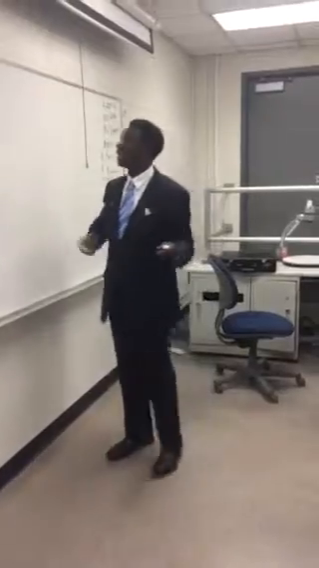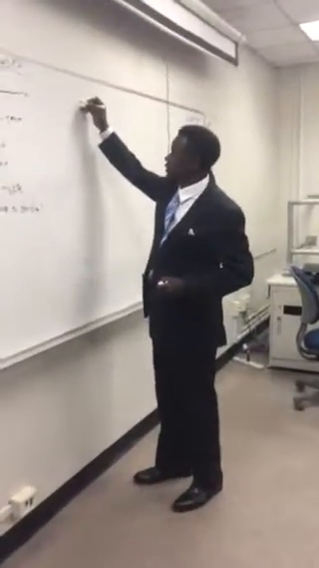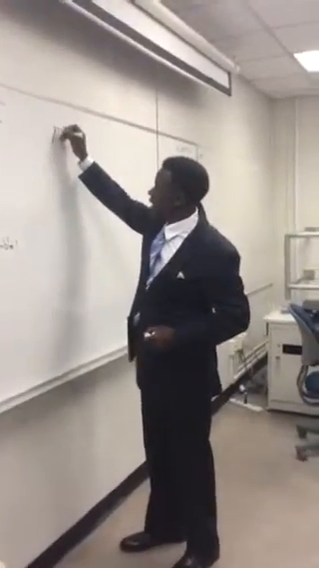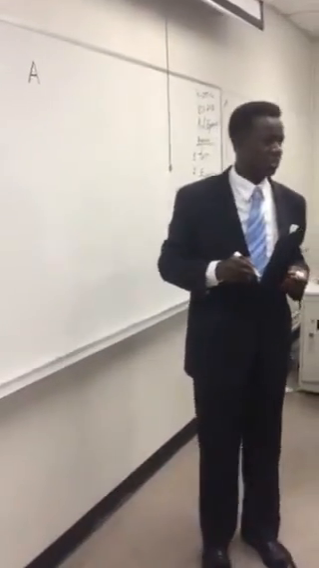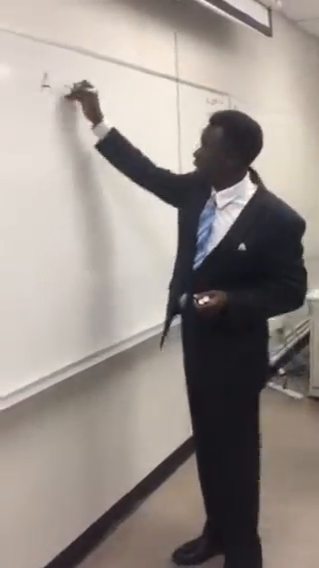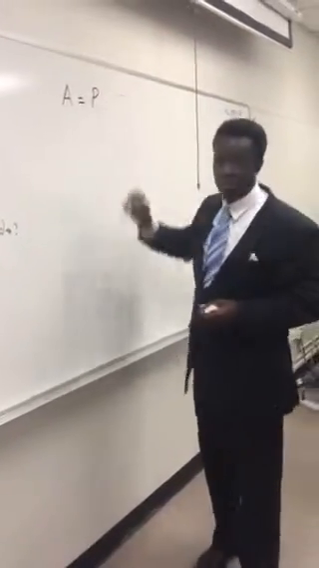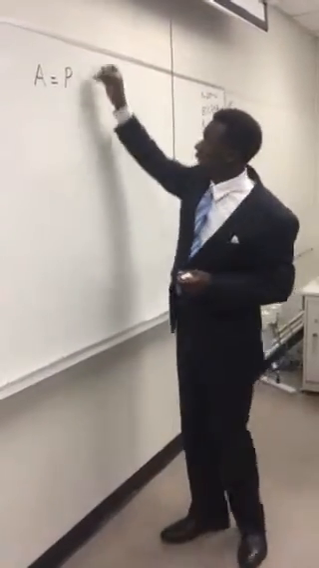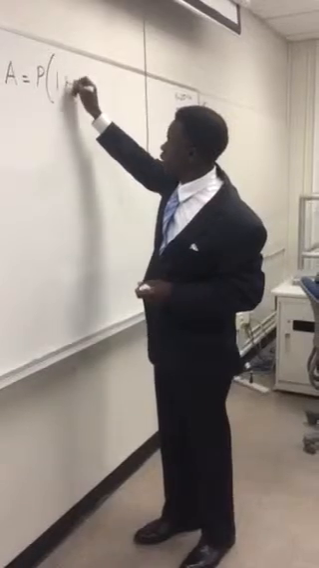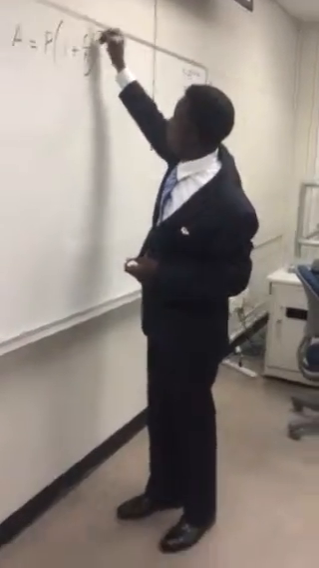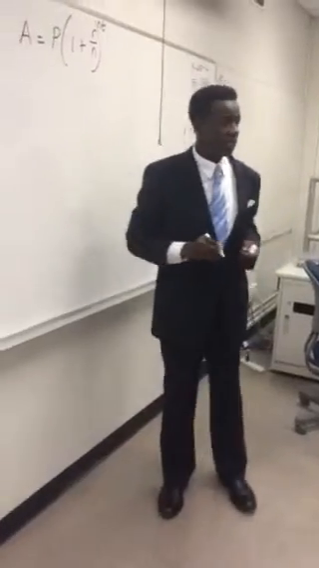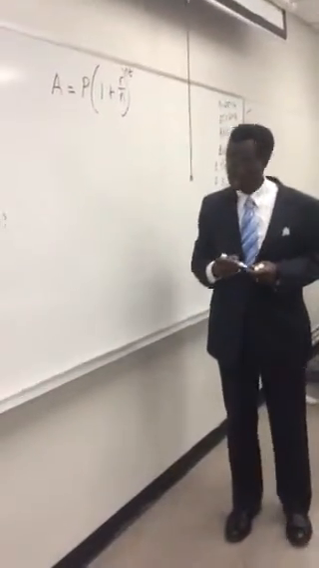Okay, and in the compound interest formula, A stands for the amount that we want after a period, and P stands for the principal. Then 1 plus r over n, raised to the power nt.